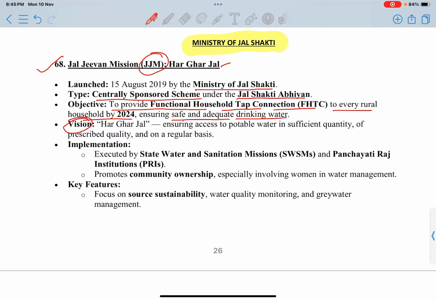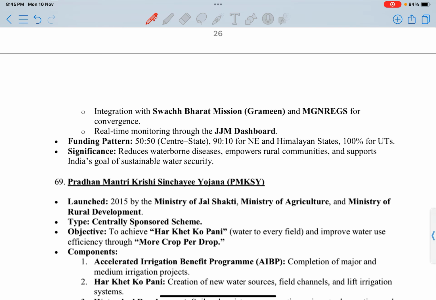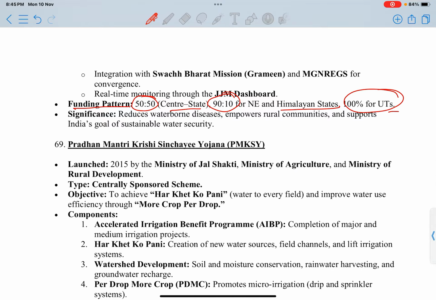What is the vision? Har Ghar Jal. Okay. Implementation executed by the State Water and Sanitation Mission and Panchayati Raj institutions. Okay. And then promotes community ownership. There are some features, you read by your own, okay. Funding pattern, it is 50-50 center and state, but for northeastern state it is 90-10, okay. And also for Himalayan states, and 100% for UTs.